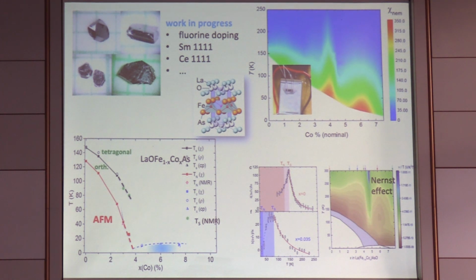So what I tried to show you is that we have some progress now in the samples for the 1111 type compounds. For the first time, we have these pretty large crystals, which now allow more experiments. We can do much more on these systems. I showed you the first phase diagram, which we get for these cobalt-doped compounds, where the main new feature is that we really have a well-separated magnetic critical point and optimum superconductivity.